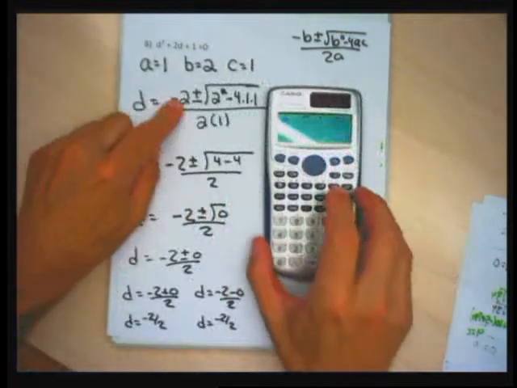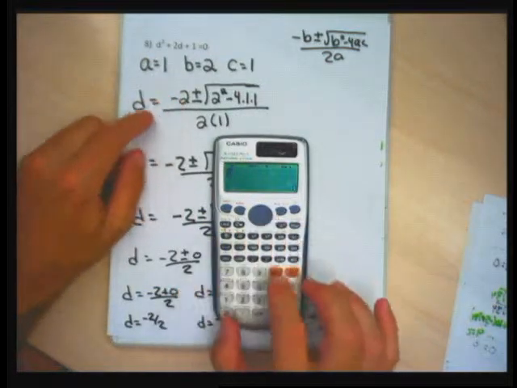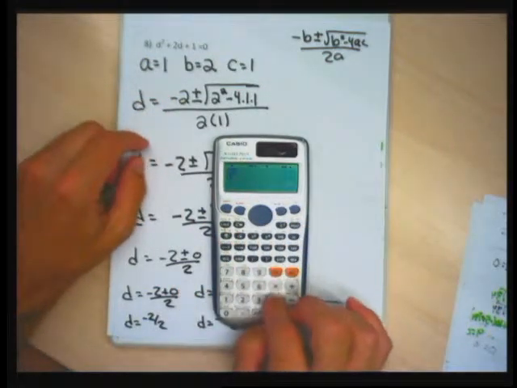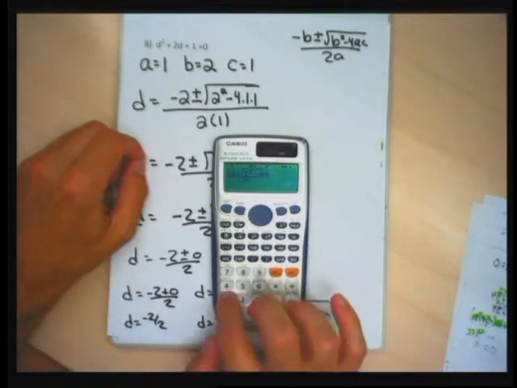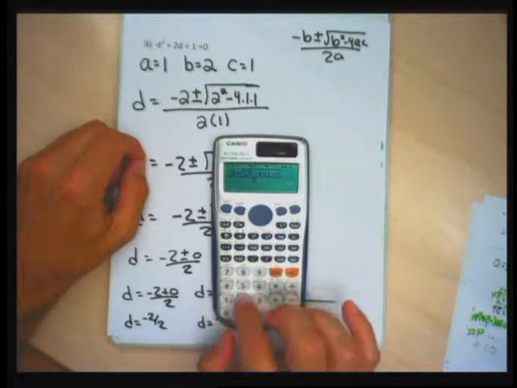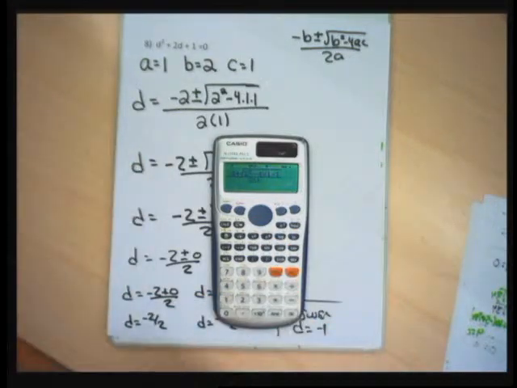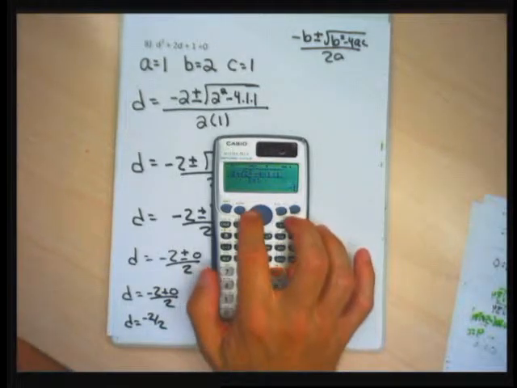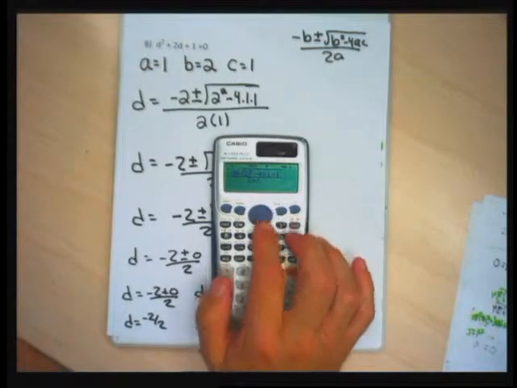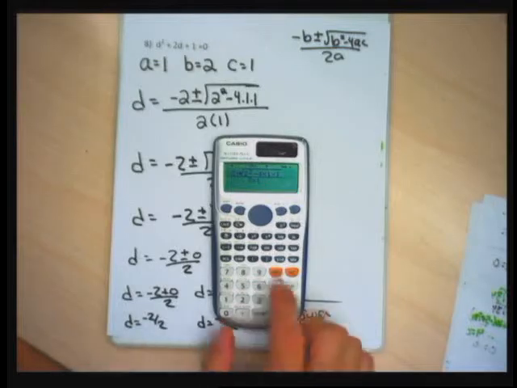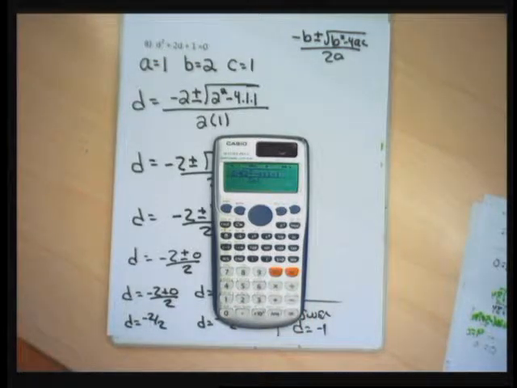So calculator work: fraction negative 2 plus square root 2 squared minus 4 times 1 times 1 over 2 times 1. Hopefully I see negative 1 when I hit enter. I do. Now I'm going to left arrow and do my best to get to that plus sign in the numerator of that quadratic formula. I'm going to hit the delete key, change the plus to minus. This is going to give me the second solution. Hopefully it also says negative 1. And it does. So there's only one answer.